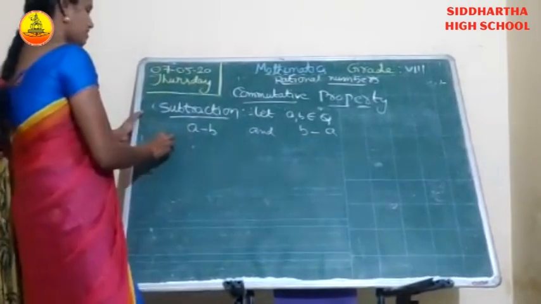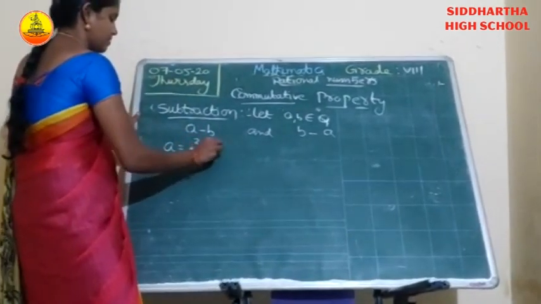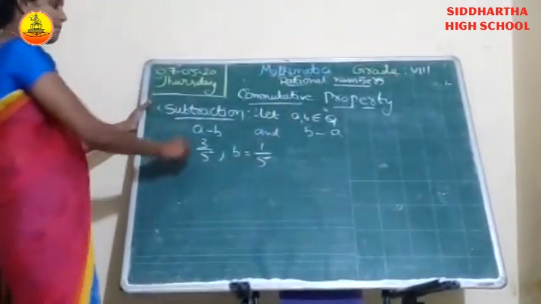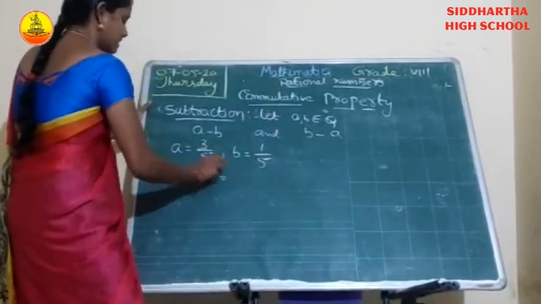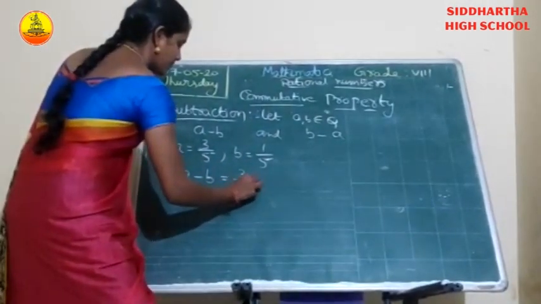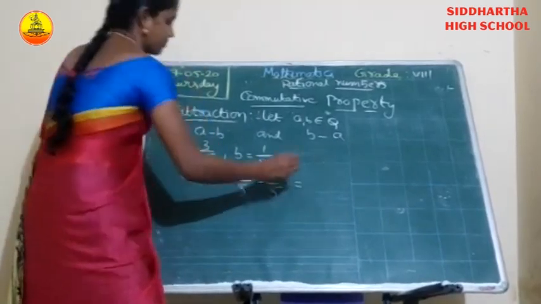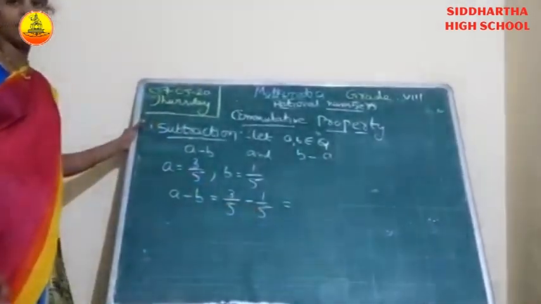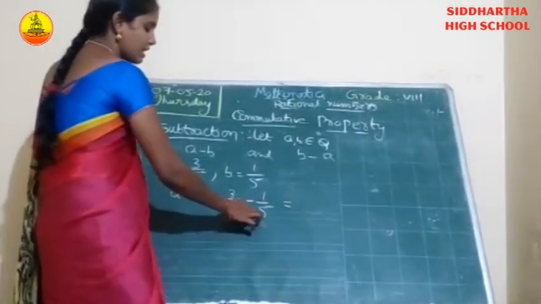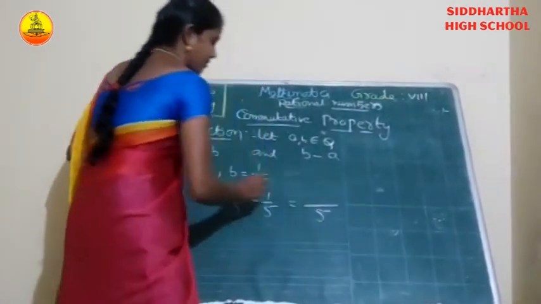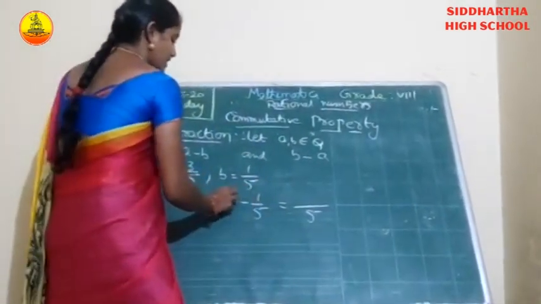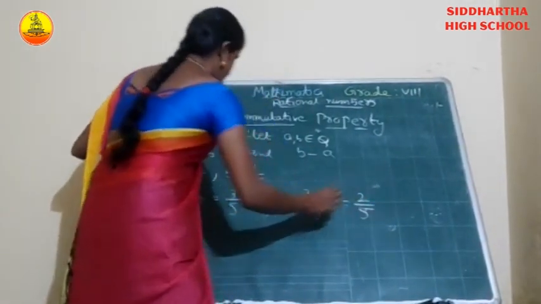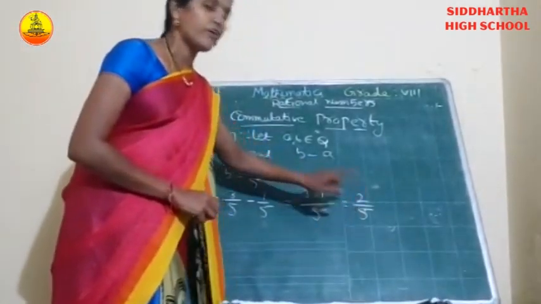So let us take the value of A as 3 by 5 and the value of B as 1 by 5. Now you do A minus B. 3 by 5 minus 1 by 5. What is the LCM here? Both are like terms, so you don't need to take any LCM. Directly you can write the common denominator, 5. And the numerator is 3 minus 1, which is 2. So A minus B value is 2 by 5.